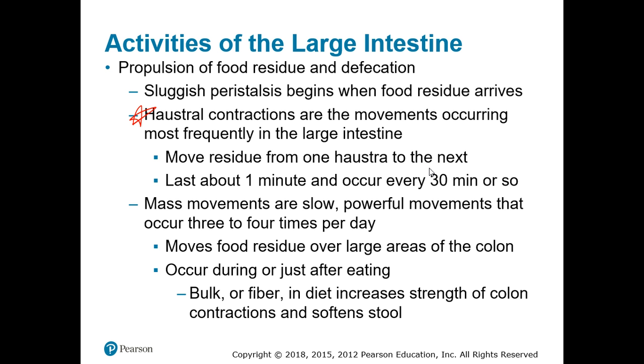There are also things called mass movements. Mass movements are very slow, powerful movements that occur about 3 to 4 times a day, and this helps move the food over larger distances and speeds up that process a little bit. This occurs during or just after eating. What helps with mass movements and moving food through your large intestine quickly is bulk or fiber, a very important part of your diet. It helps increase the strength of those colon contractions and helps soften your stool as well.